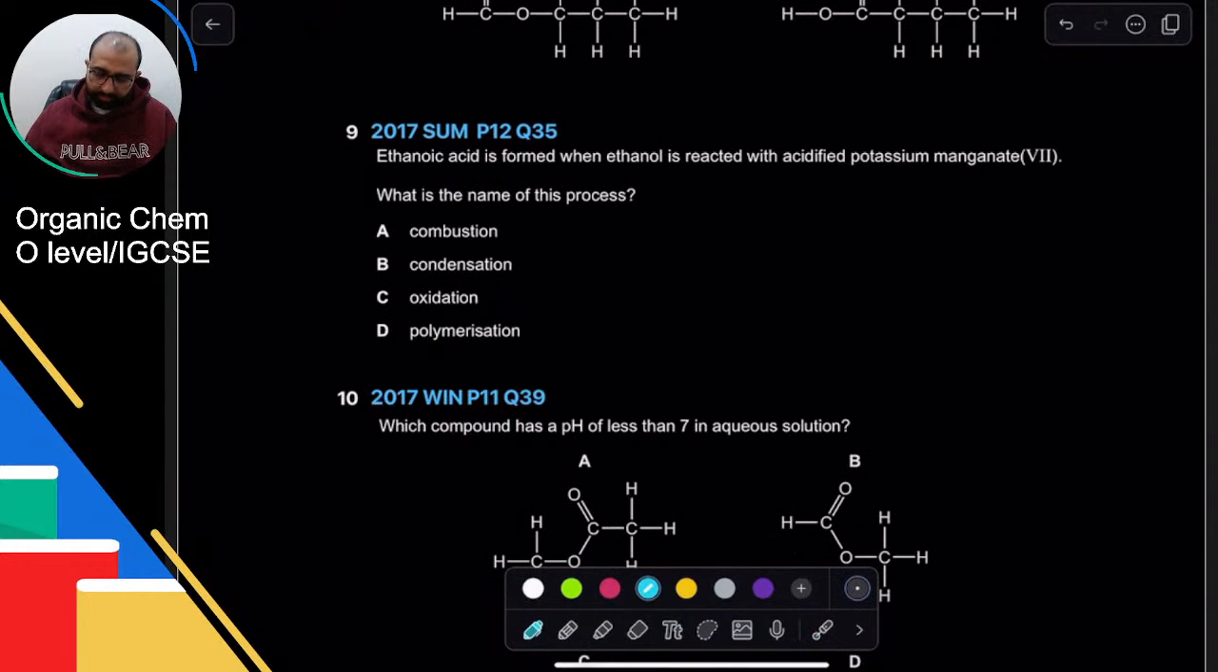Ethanoic acid is formed when ethanol is reacted with potassium manganate 7. Okay, potassium manganate 7 is an oxidizing agent. Is ethanoic acid made through oxidation? Yes, of what? Of ethanol. So what is the name of this process? Oxidation. It is oxidizing ethanol. That's how you get this.